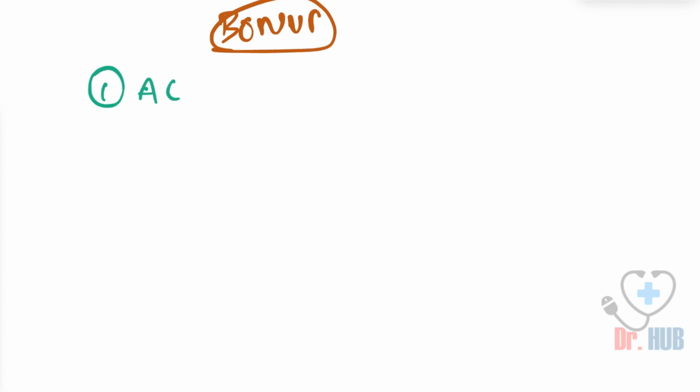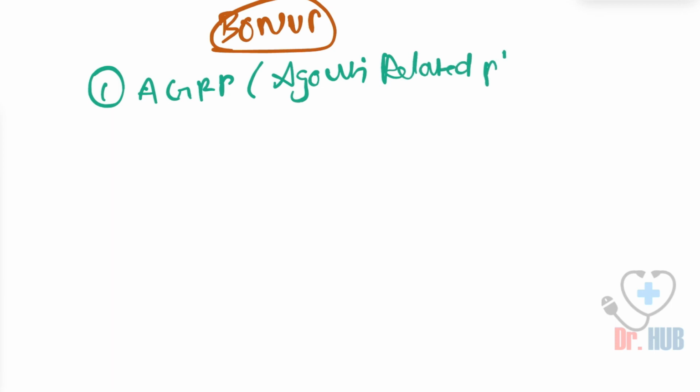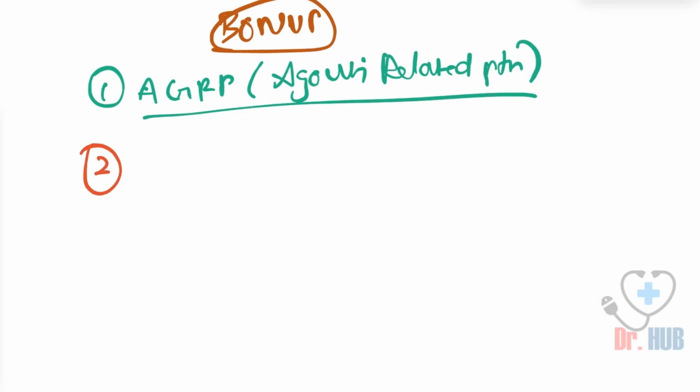Next, we are moving on to the bonus questions. These questions, we can answer in the comments. The first question is, where is the AgRP, that is nothing but the agouti related protein? Where is this present? And what is it associated with, increased or decreased appetite?